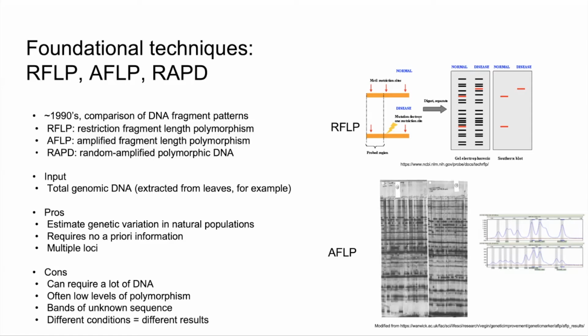You do often obtain lower levels of polymorphism. The bands that you get on these gels that you're reading, or the fragments that you are able to recover, are of unknown sequence. You're not able to attribute them to any genes or anything. And in part because these methods are reliant on restriction enzymes, or enzymes that chomp DNA, and PCR, different reaction conditions can yield different results, and that can make studies difficult to compare.